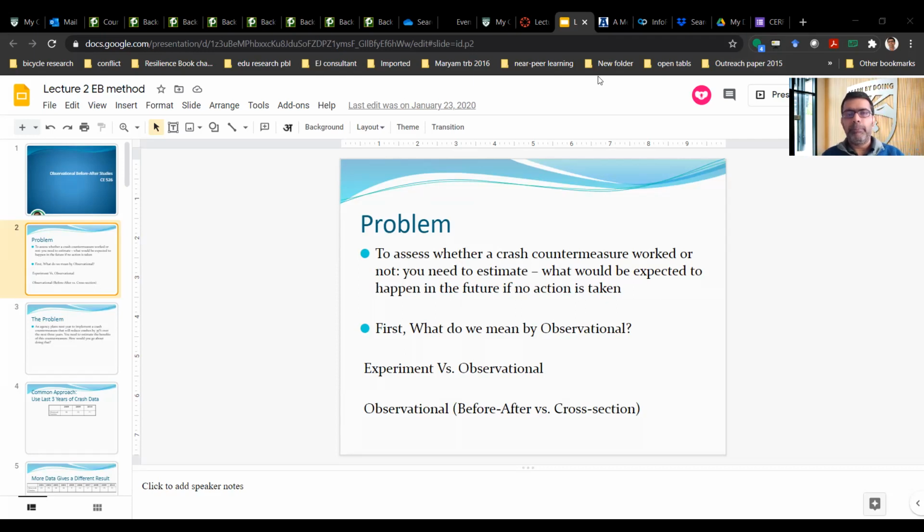Trying to prove or disprove a hypothesis. Yes, that's the purpose of the experimental study. That's completely correct.